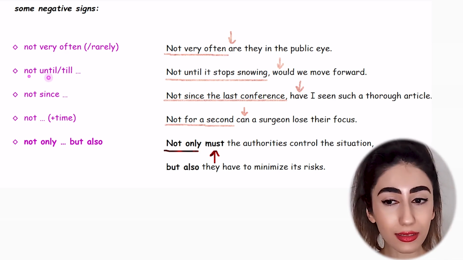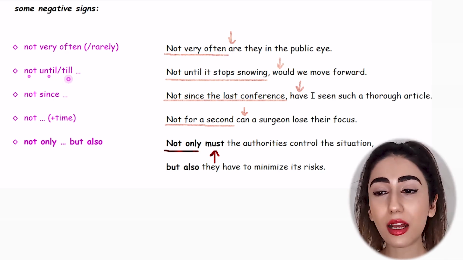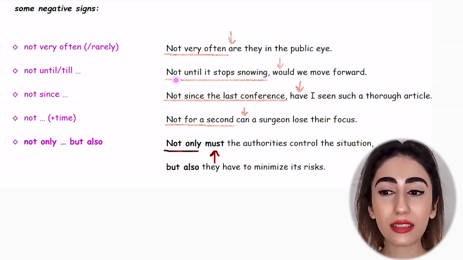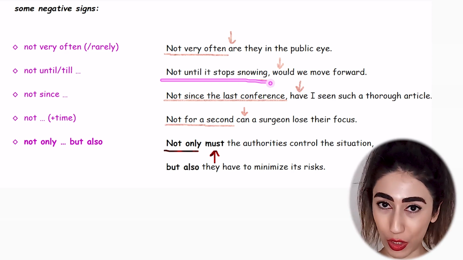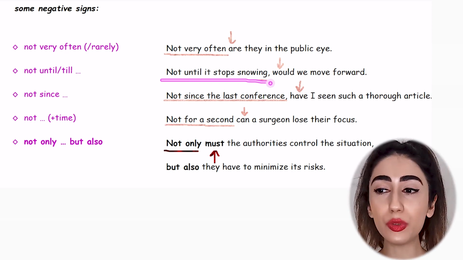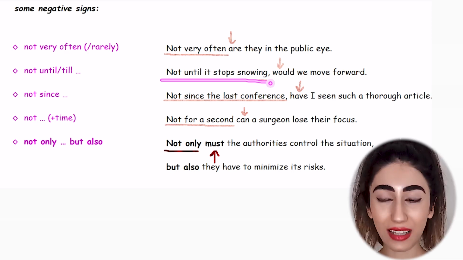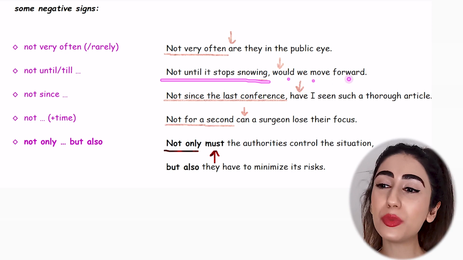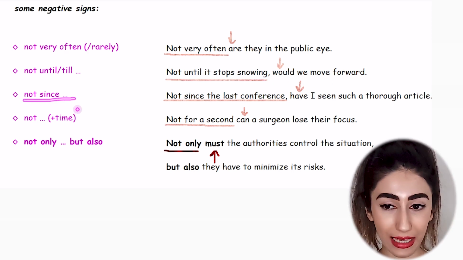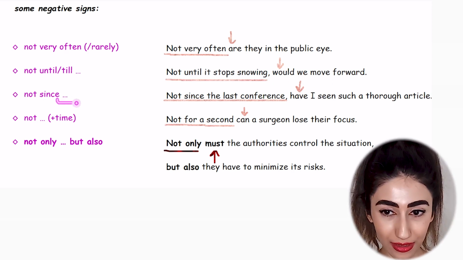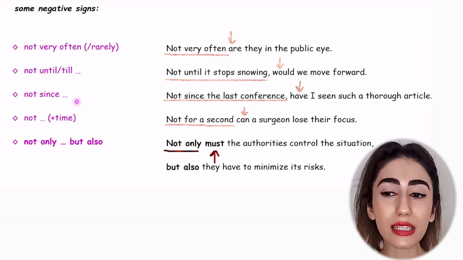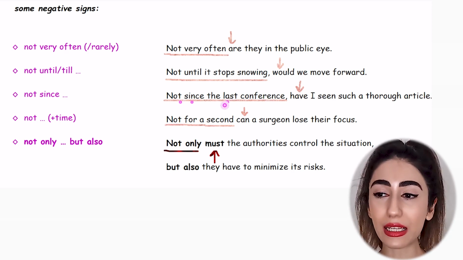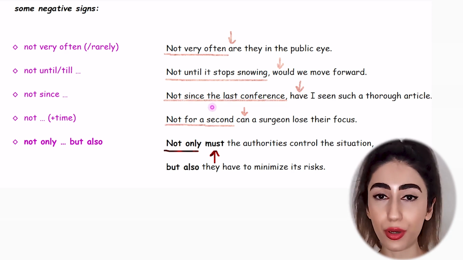Another one, not until or not till. Not until something, then we have the inverted sentence. Not until it stops snowing would we move forward. Got it? Not until something, not until tomorrow, for example, would we move forward. Not since. Again, look at these three dots. We need something. For example, not since 1990. Not since the last conference have I seen such a thorough article.